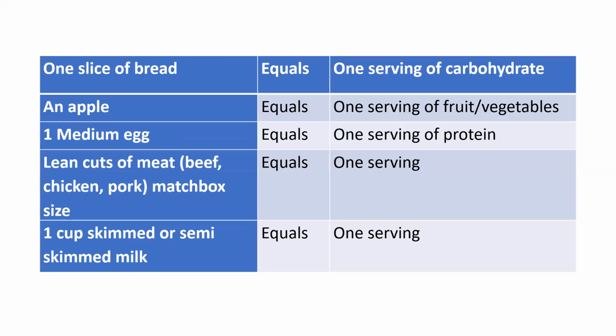And this is just an example of those serving sizes. So an apple, for example, equals 1 serving of fruit and vegetables. 1 medium egg is equal to 1 serving of protein. And lean cuts of meat, which is beef, chicken, or pork, which is a matchbox size, is 1 serving. And 1 cup of skimmed or semi-skimmed milk is equal to 1 serving. That's just a couple of examples of serving sizes.